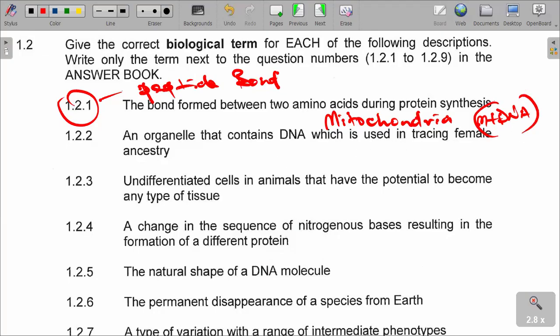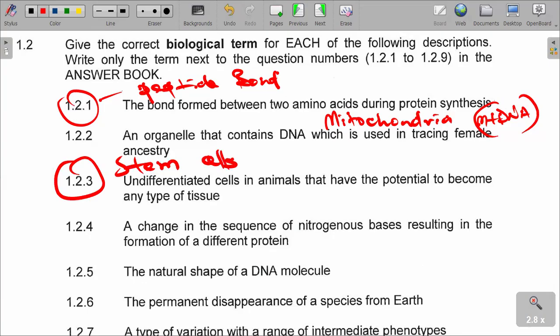Mitochondrial DNA. And then undifferentiated cells in animals that have the potential to become any type of tissue. I remember that we've been talking about stem cell research. We say it is what?